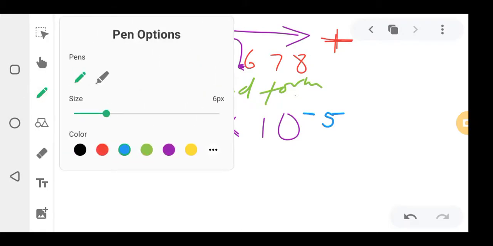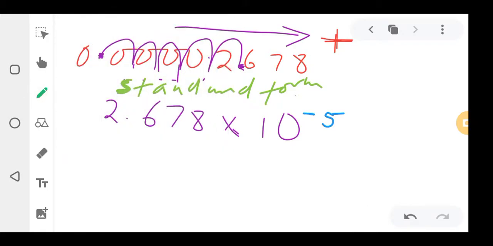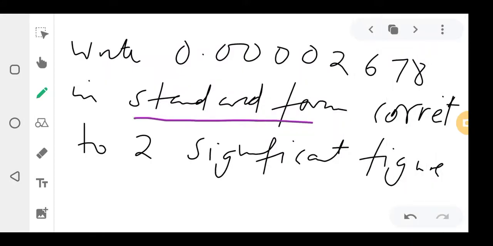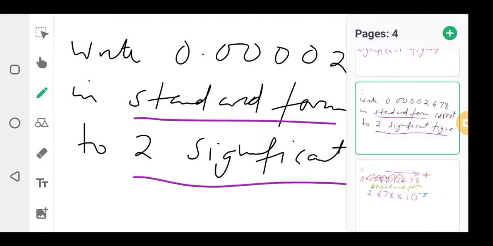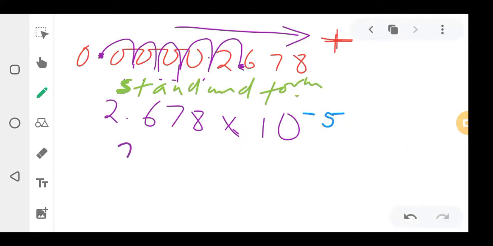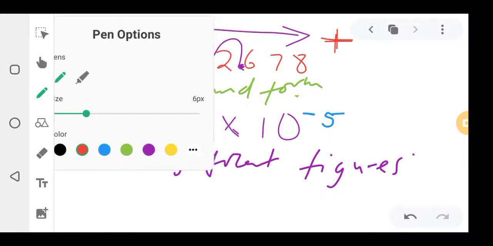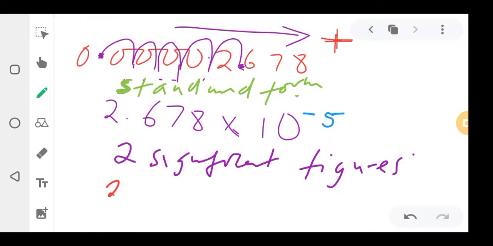Now I'm going to write it correct to 2 significant figures. So the question had 2 parts. There is a part for standard form, which we have done. The other part is 2 significant figures. So now here on top you write 2 significant figures. You bring your answer down. So this answer here is 2.678 times 10 to the power -5.